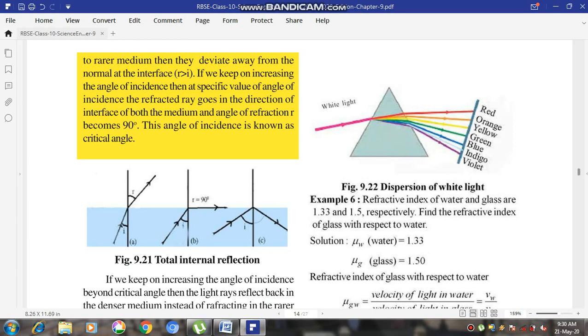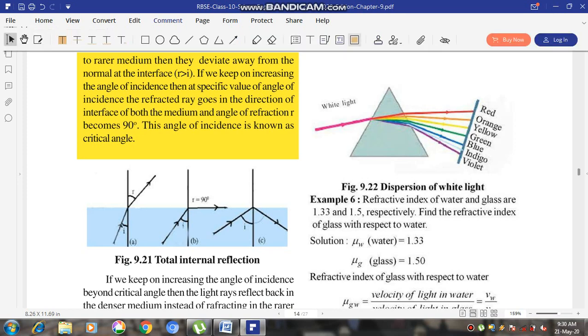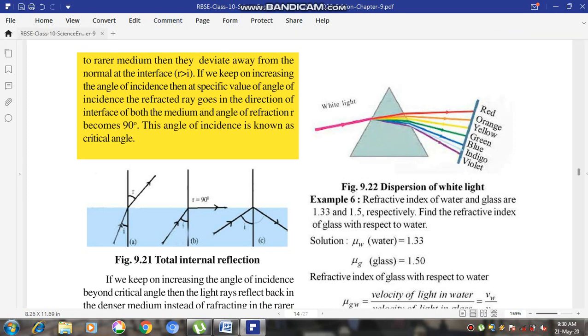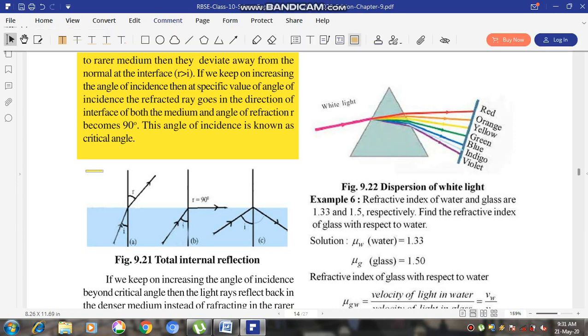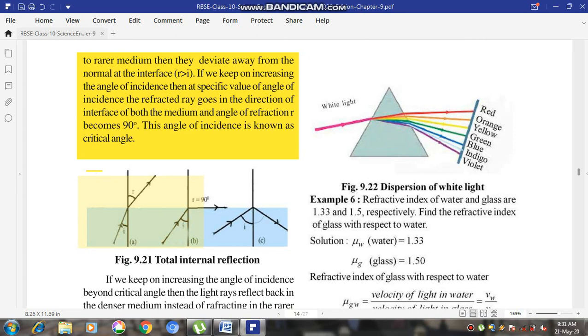So what is the critical angle? In this diagram you can see what the critical angle is. That is the 90 degree angle formed due to refraction of light. So that is the incident ray, that is the refracted ray, and when the refracted ray is at the 90 degree angle, that is called the critical angle.